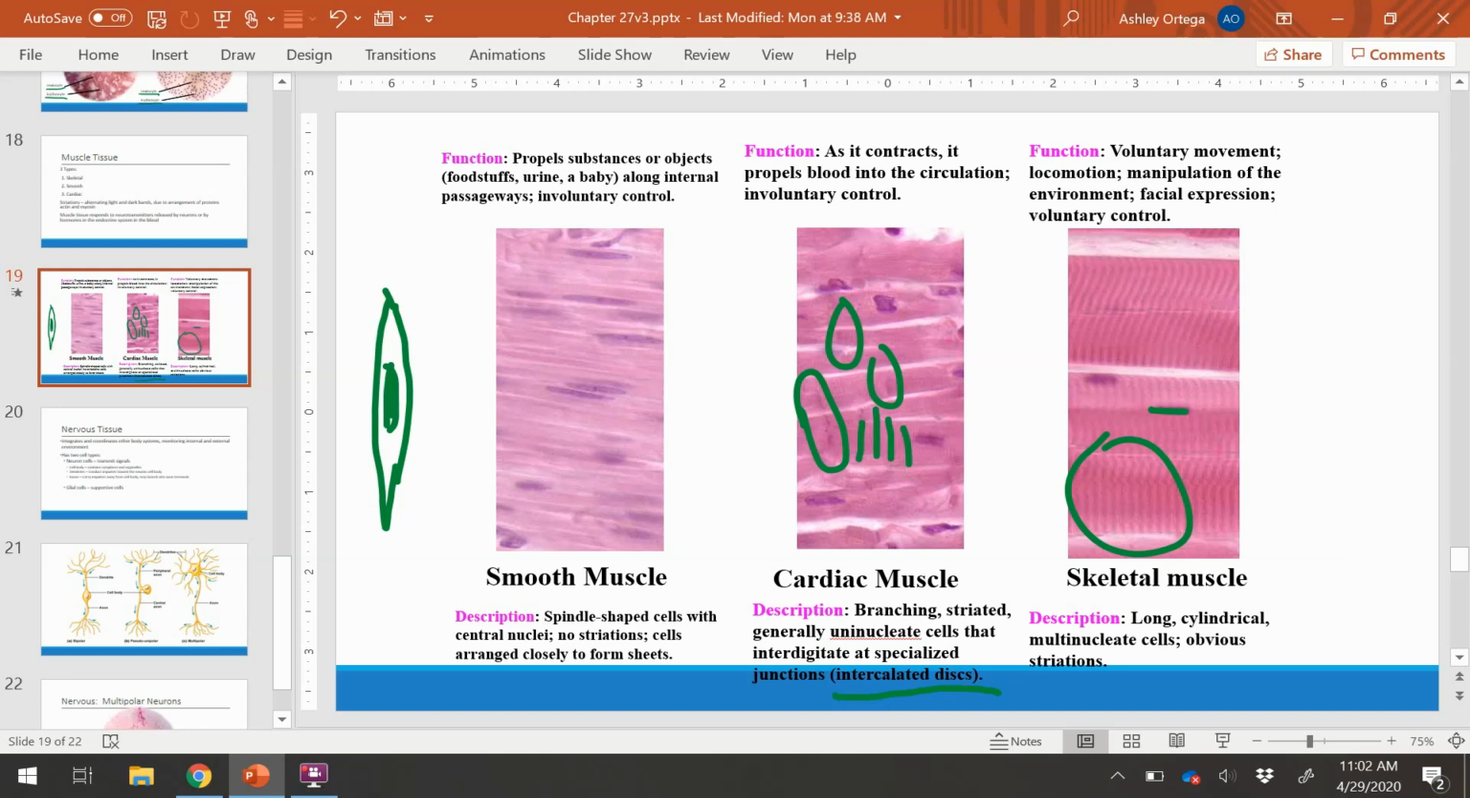They're going to have multinucleate cells as well, so many nuclei per cell, and they're spaced out. There are regions where they can send out proteins and other things to that area of the cell. This is obviously skeletal muscle, for voluntary movement. Any voluntary control will be done by skeletal muscle.